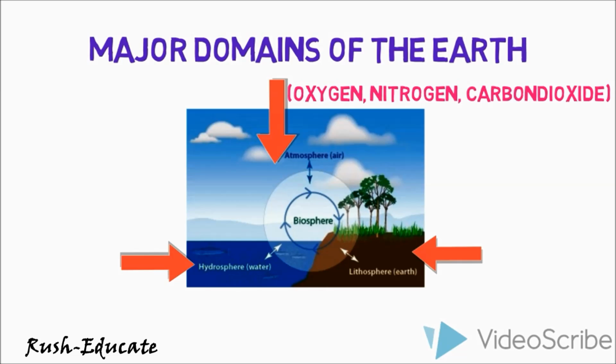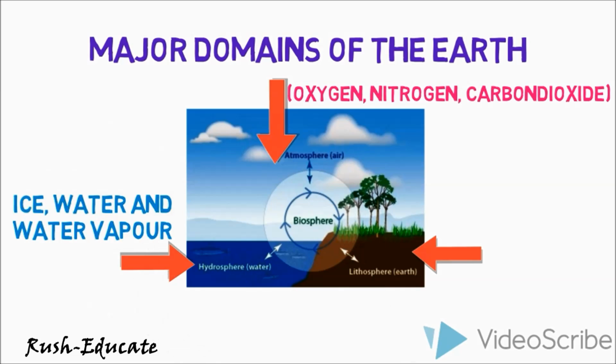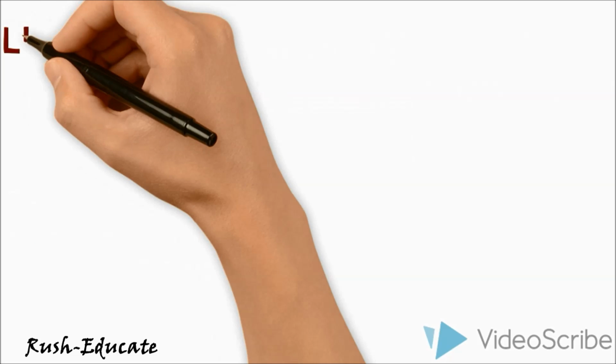Water covers a very big area of the Earth's surface, and this area is called the hydrosphere. The hydrosphere comprises water in all its forms, that is, ice, water and water vapor. The biosphere is the narrow zone where we find land, water, and air together, which contains all forms of life.